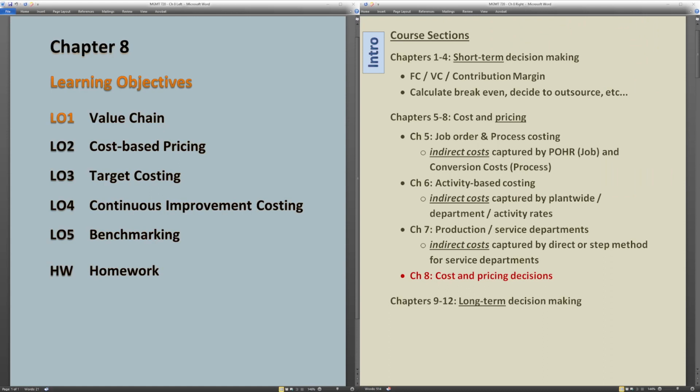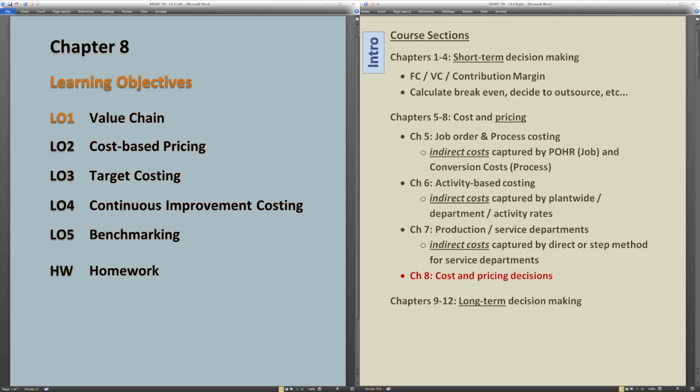Just as a reminder of where we are in the big picture of things, Chapters 1 through 4 were short-term decision making, where we looked at fixed cost, variable cost, contribution margin, how to calculate things like break even, or decide to outsource or sell as is.